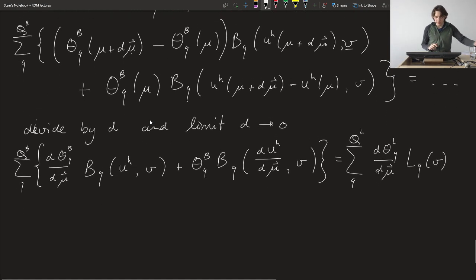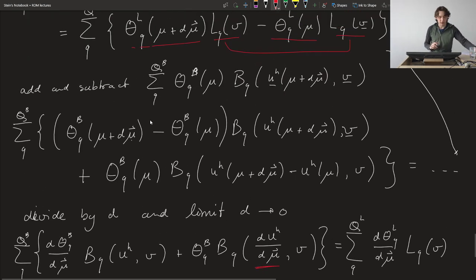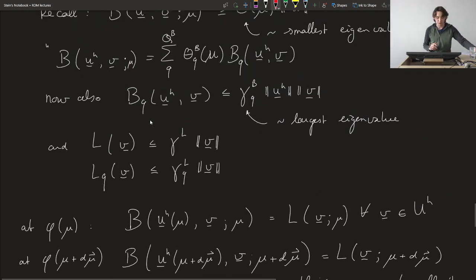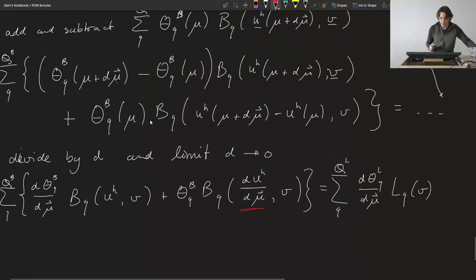What is my objective though? My objective is to get an expression for this guy. And this is where I'm going to have to introduce all these stabilization properties, the stability properties, the smallest and the largest eigenvalues. This is where I'll be able to change bilinear forms into these norms. Yeah? So how do I do that?